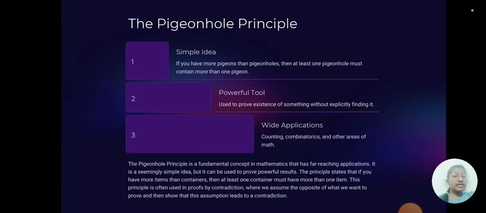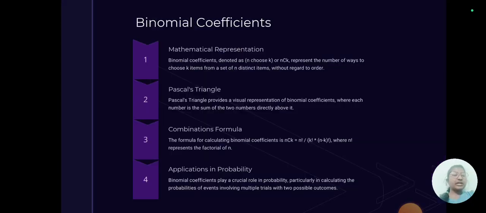The pigeonhole principle is a fundamental concept in mathematics that has far-reaching applications. It is a simple idea but it can be used to prove powerful results. The principle states that if you have more items than containers, then at least one container must have more than one item.